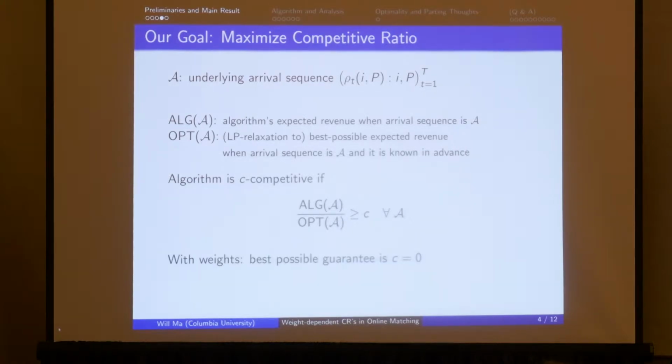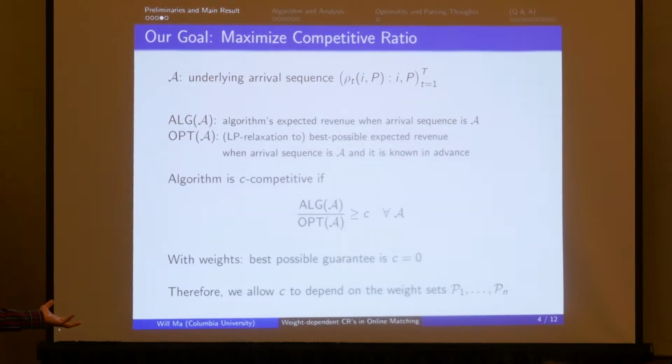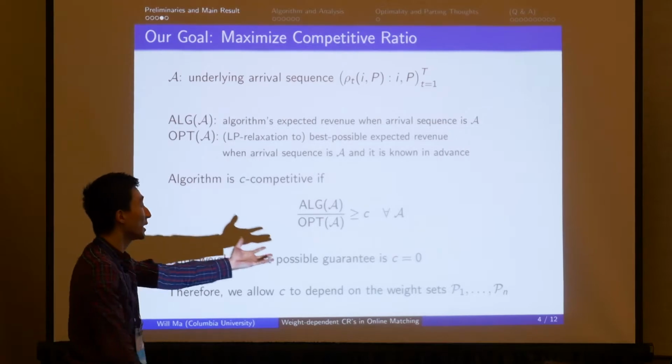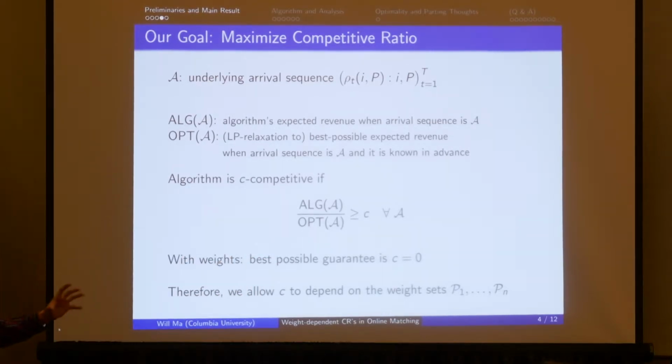Okay, so it's well known that with weights, when even one item has a very expansive range of prices, the best possible guarantee is C equals 0, and you can't do any better than that. So in this work, what we're going to do is allow the C term to depend on the weight sets. We know that in the worst case, we can't do better than 0, but if we know the weight sets and maybe there aren't that many prices, can we do better?